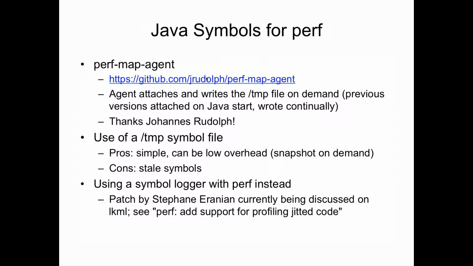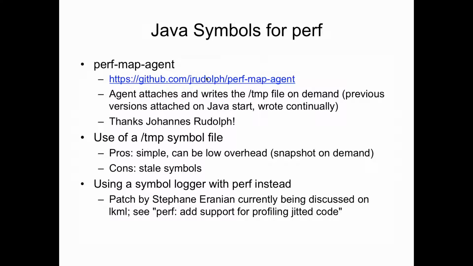And one had already been written called perf-map-agent by Johannes Rudolph, and it works. And we've been using it. So it can be loaded on demand, and it will attach to Java, dump this text file, and install it. And I use it in conjunction with Linux perf events to get the full mixed mode flame graph.